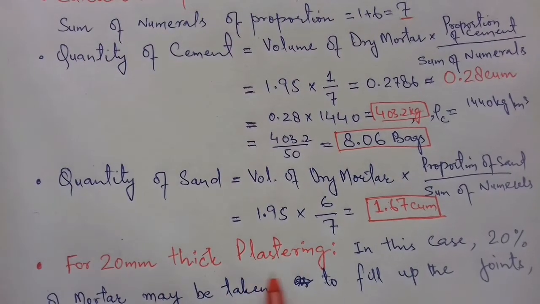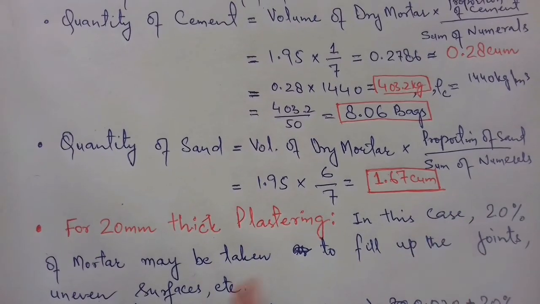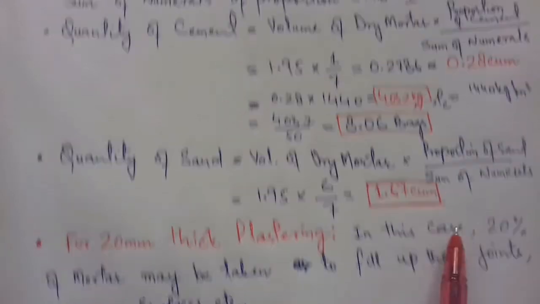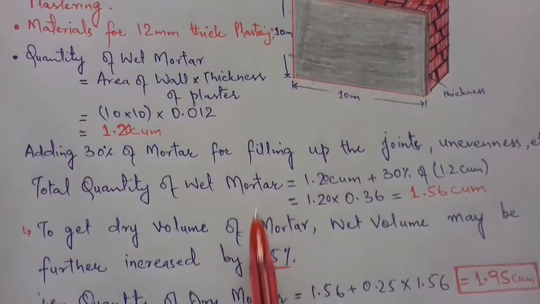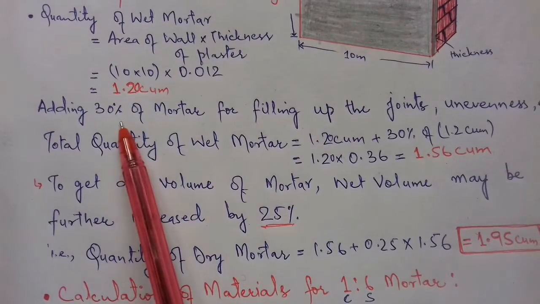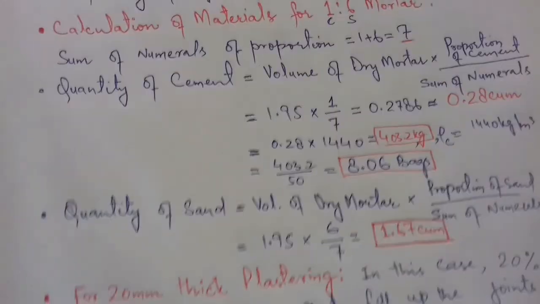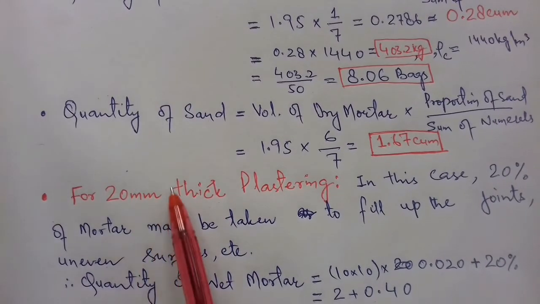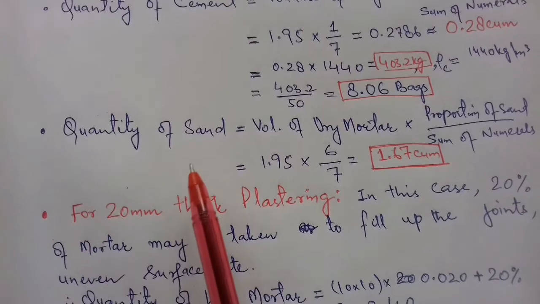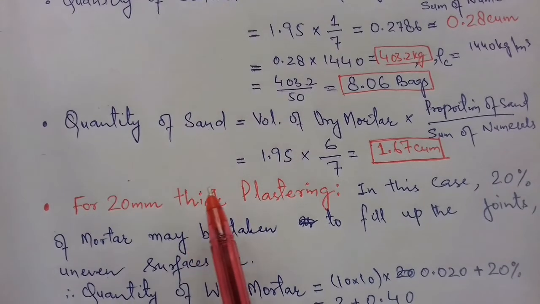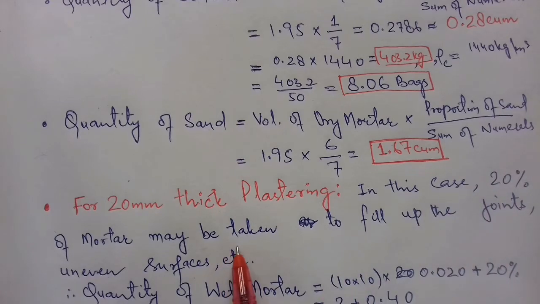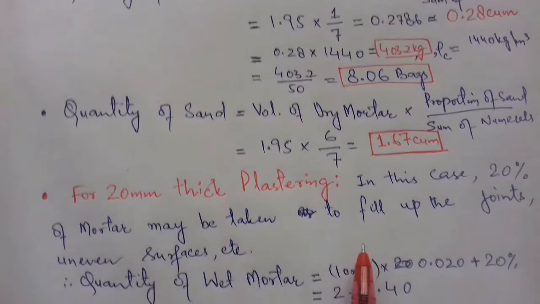Now for 20 mm thick plastering, in this case 20% of mortar may be taken to fill up the joints and uneven surfaces. Why here 20% while in the previous case we took 30%? Because in this case you can see the thickness of the plaster is 20 mm, that is, its volume will come more than that of the previous case of 12 mm thick plastering. So that's why we take here only 20% of mortar to fill up the joints.